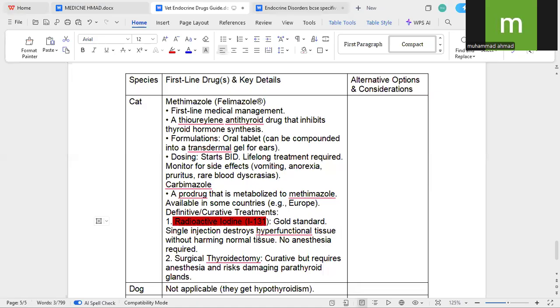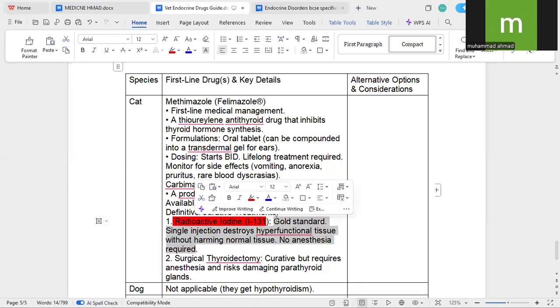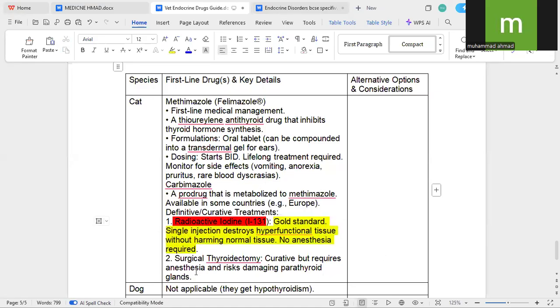A single injection destroys hyperfunctional tissue without harming normal tissue. No anesthesia required. Surgical option is thyroidectomy. Curative but requires anesthesia and risk management. So first priority is radioactive iodine 131, and after that we go for the surgery. And methimazole is not a proper treatment. It is for the short term and it is not curable.